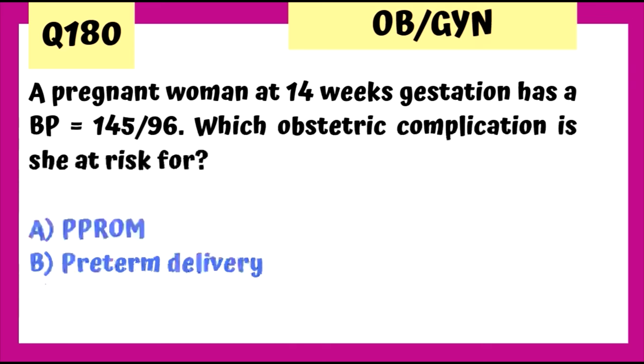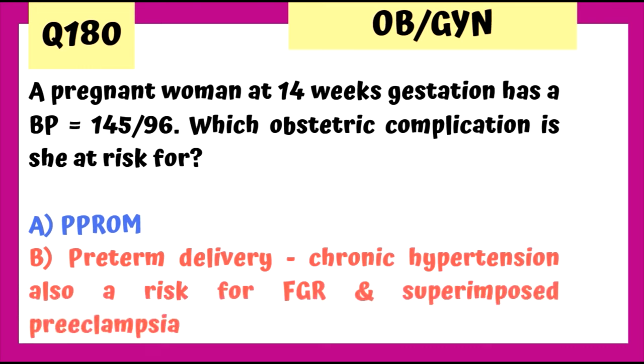180, a pregnant woman at 14 weeks gestation has blood pressure of 145 over 96. Which obstetric complication is she at risk for? So again, this is chronic hypertension, which is a risk for preterm delivery. Chronic hypertension is also a risk for fetal growth restriction and superimposed preeclampsia.